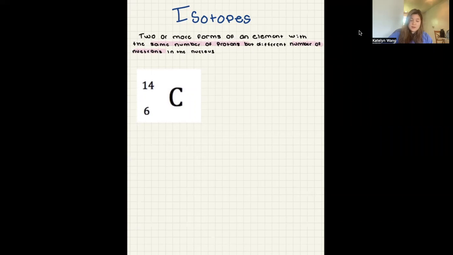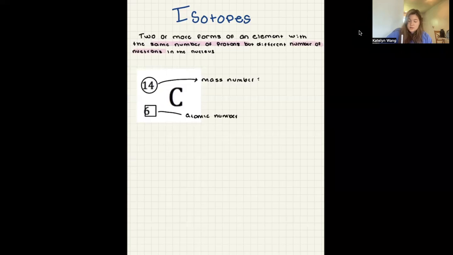If you look at this diagram down here, we have a carbon atom, and then these two numbers to the side of it. What these two numbers represent is this number on top is the mass number, and the number on the bottom is the atomic number. The mass number refers to the number of protons added to the number of neutrons. And then the atomic number is simply the number of protons.